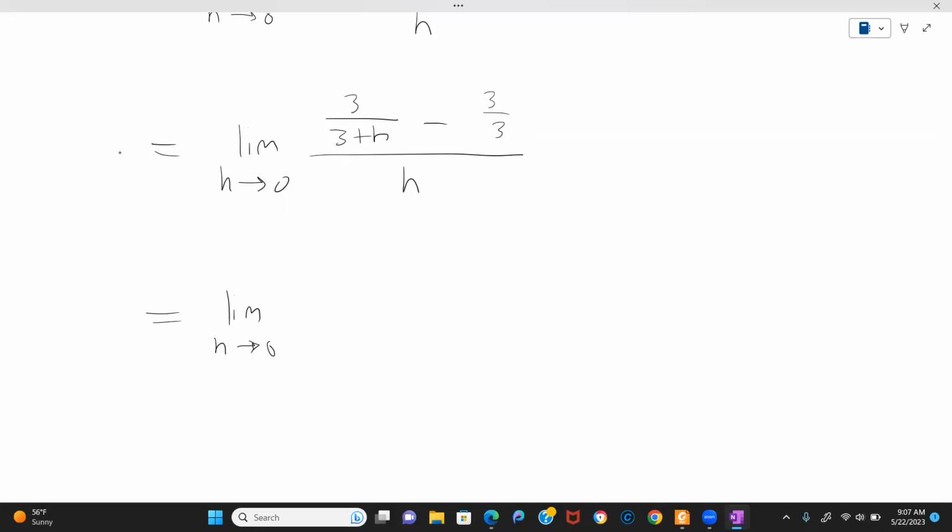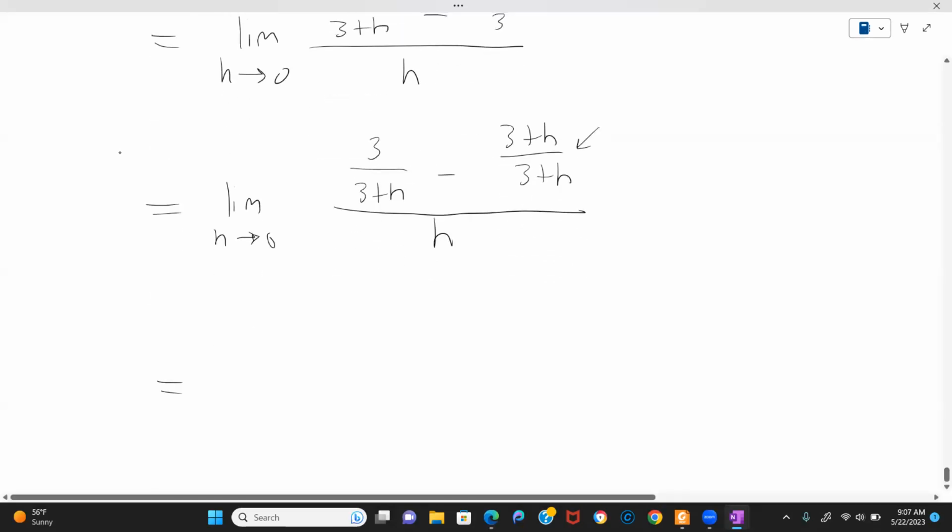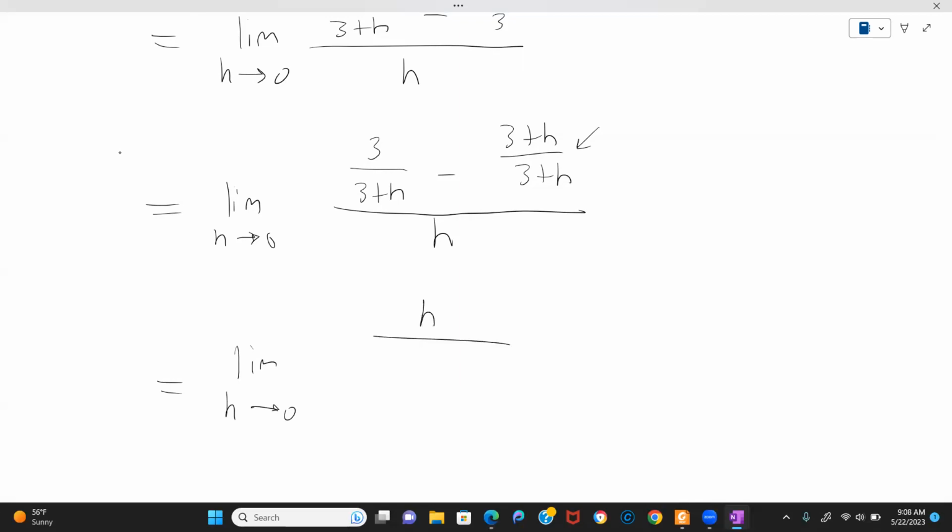Now this 3 over 3 cancels to give you 1. So we're gonna have 1. I've kind of thrown a bunch of steps in together, but 3 over 3 simplifies to 1, right? And then I can write 1 as 3 plus h over 3 plus h. So now we can combine the fractions in the numerator. And so the 3's cancel, and then we get negative h over 3 plus h, all over h.